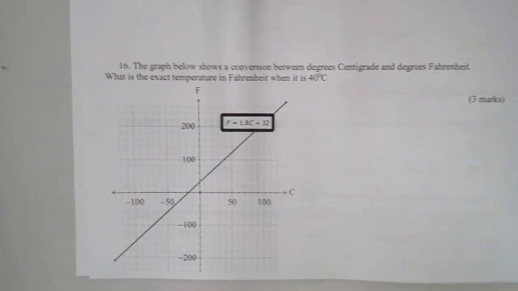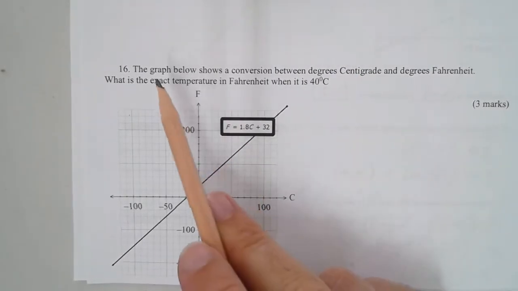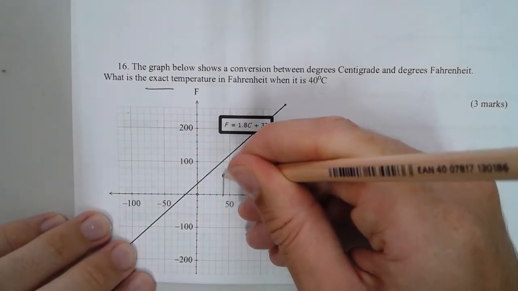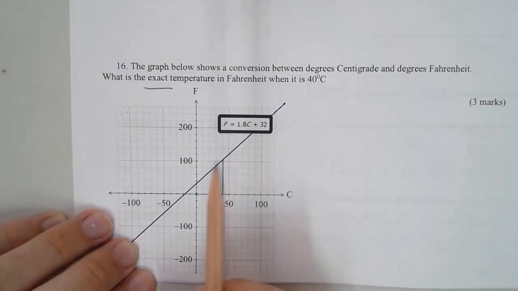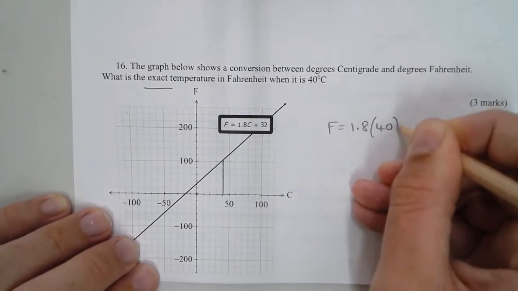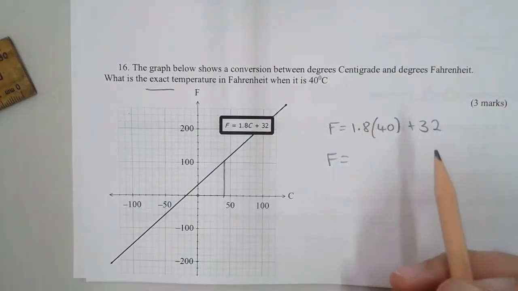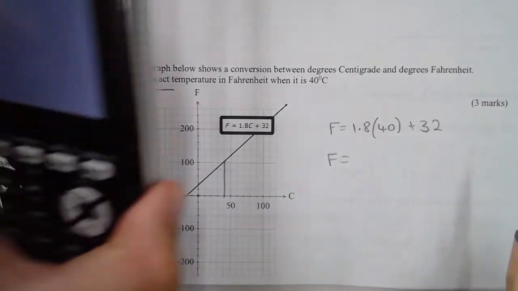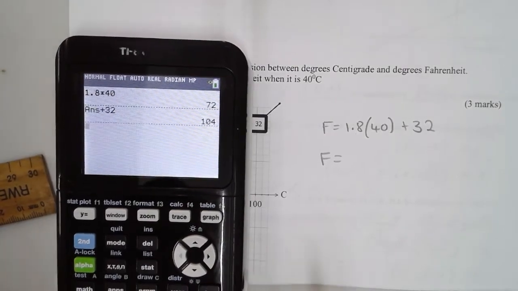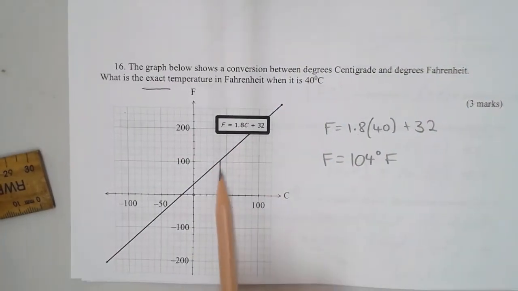Number 16. The graph shows the conversion between centigrade and Fahrenheit. What's the exact, that's important, temperature when it is 40 degrees C? If you went up here, it looks like your answer may be about 100 or so, but that's not exact. So all you've got to do is substitute 40 into there. So you do 1.8 multiplied by 40 plus 32. Let's use a calculator: 1.8 times 40 plus 32 equals 104. The Fahrenheit is 104 degrees. It looks about right as well.